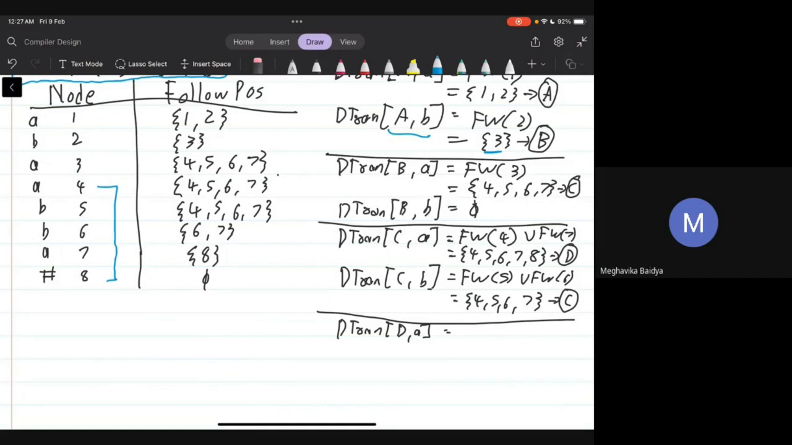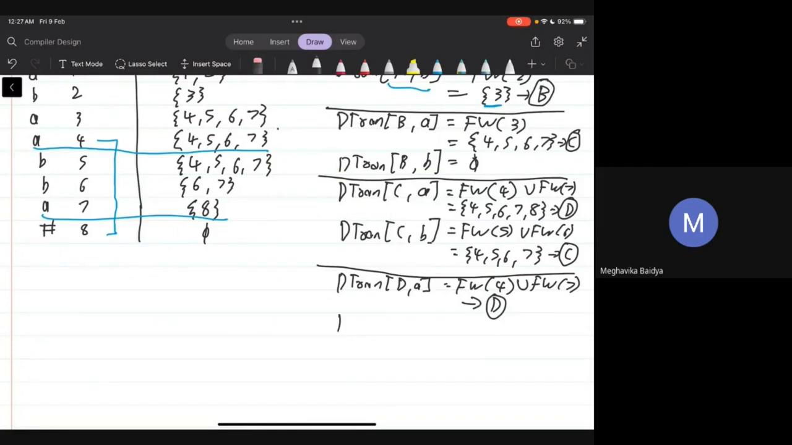Yeah, there is 4 and 7. So there's 4 and there's 7. So that will be followpos of 4 union followpos of 7. This was the same thing that we got above. So we can just write it directly again. It's D.